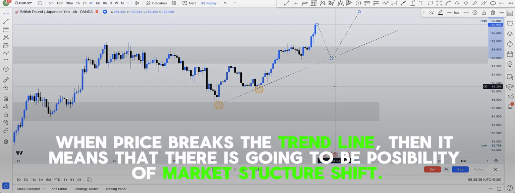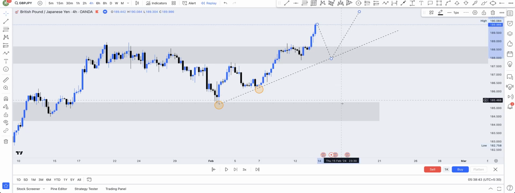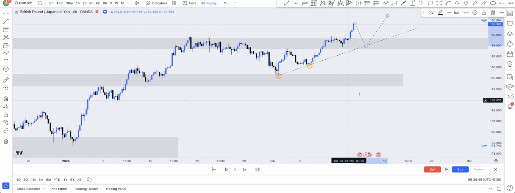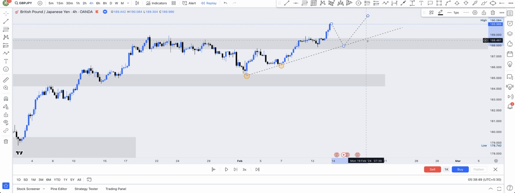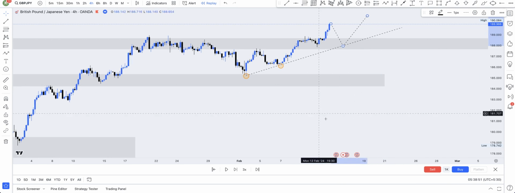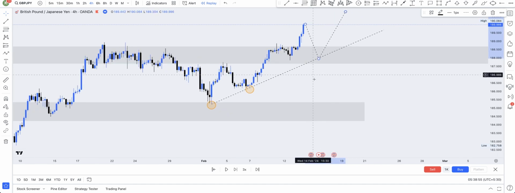Now when price breaks the trend line, then it means that there's going to be a possibility of market structure shift, or price will get back to this zone, this next zone here, and there will be a retracement back to the upside, and there will be a continuation back to the upside, or we are getting back to this point. So this is some of the possible things you can put together to get your point where price can retrace to.